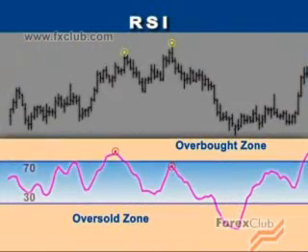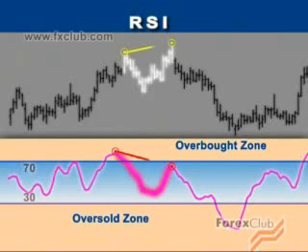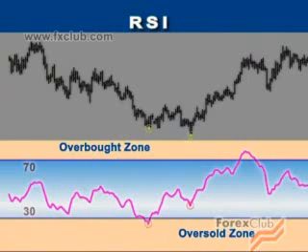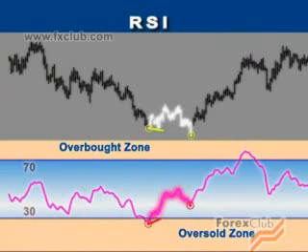When a divergence forms, what we really like is when the last indicator high is below the signal line of 70, that is outside the overbought zone, and also that the last trough of RSI is above the 30 line, outside of the oversold zone, like this.